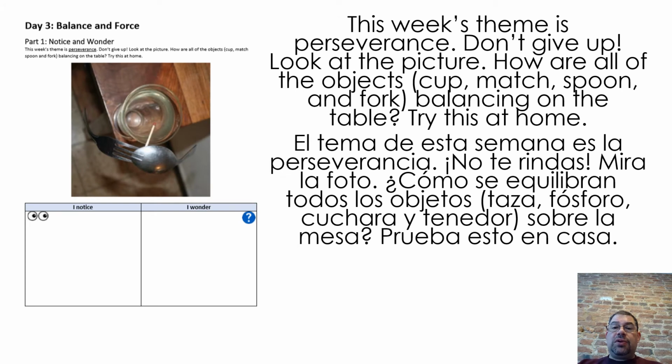This week's theme is perseverance. Don't give up. Look at the picture. How are all of the objects, cup, match, spoon, and fork, balancing on the table? Try this at home.